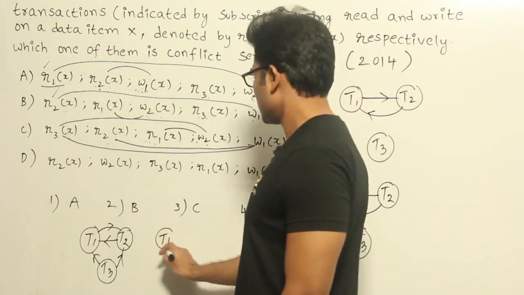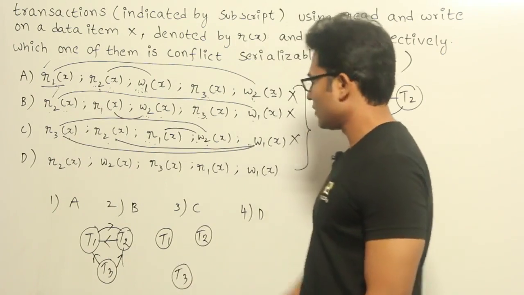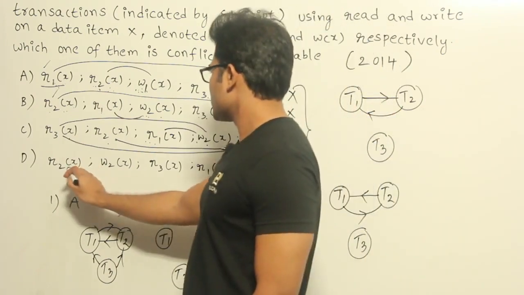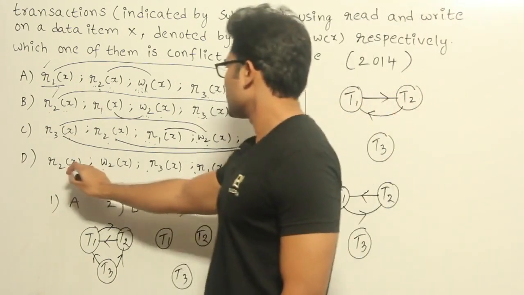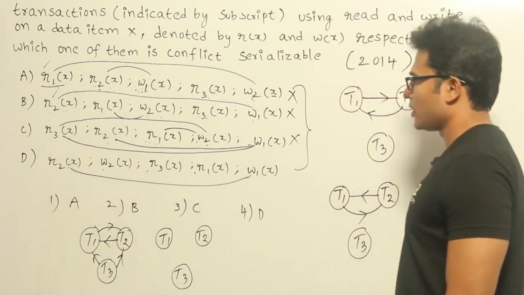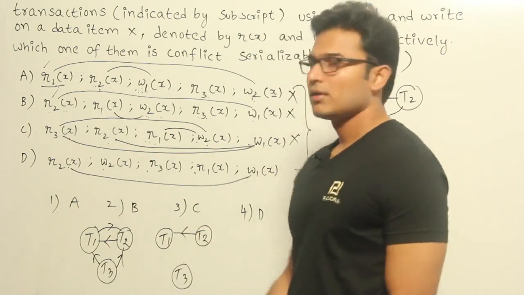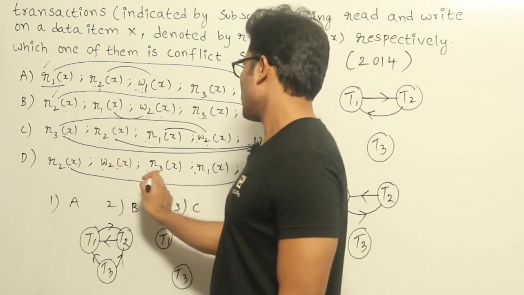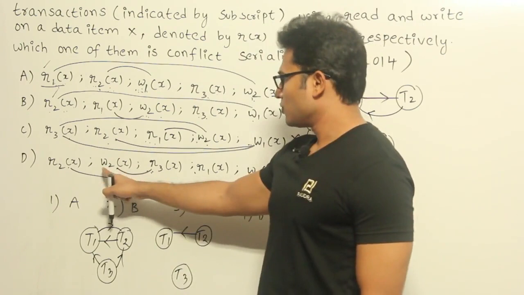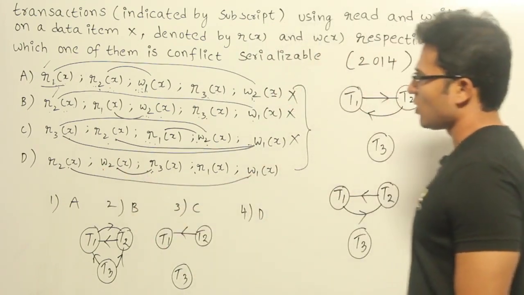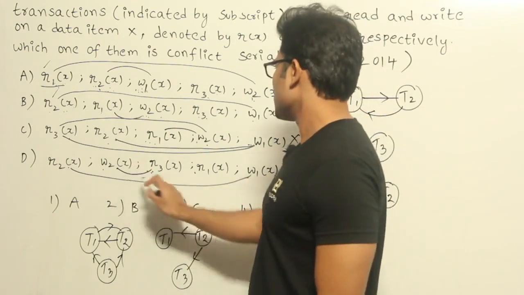So T1, T2 and then T3. Now if you look at the first one, R2 of X, no conflict, no conflict, no conflict, conflict. Now this conflict is saying that 2 followed by 1, R2 followed by W1, which means it should be 2 followed by 1. Yes, correct. And then this one, yes, there is a conflict with this, and this conflict is saying that W2 and then R3, which means T2 followed by T3, right? T2 followed by T3.